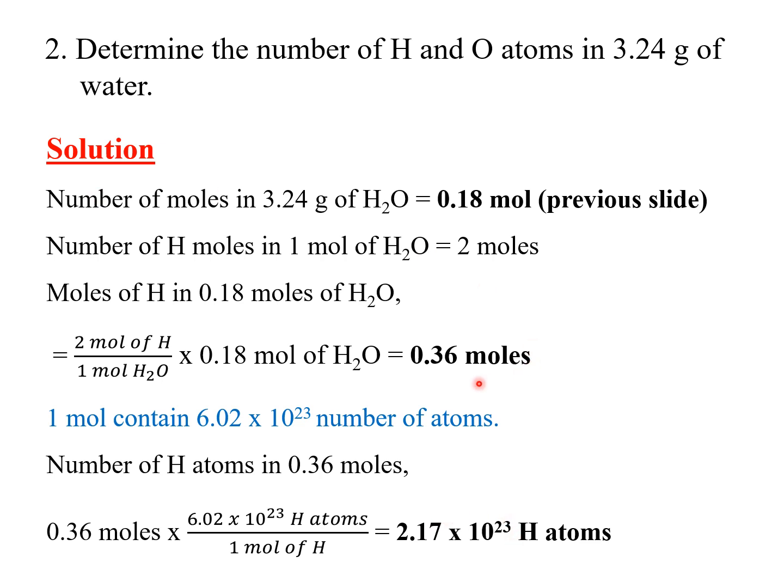So the third part of this question is to determine the oxygen atoms. You can follow the same method. The only difference here is that 1 mole of H2O contains only 1 oxygen atom, 1 mole of oxygen. So 0.18 moles of oxygen are present inside 0.18 moles of H2O. Then you multiply 0.18 times Avogadro's number of atoms, and that is your answer for oxygen atoms in 3.24 grams. Thanks.